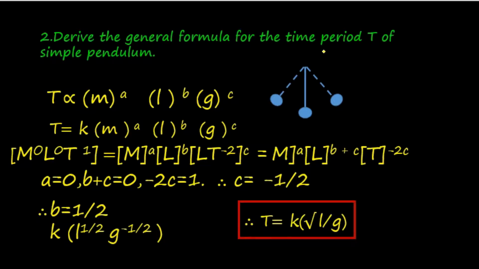In this video, we will do problems related to the second application of dimensional analysis. Derive the general formula for the time period T of a simple pendulum. I have made a representation of the simple pendulum here. The simple pendulum oscillates and the time taken for the oscillation is called the time period.